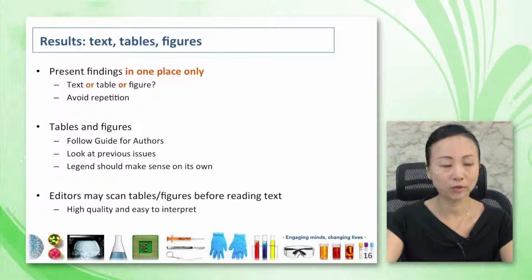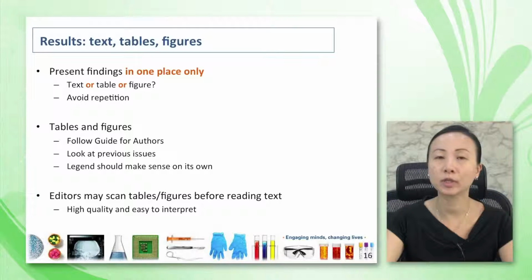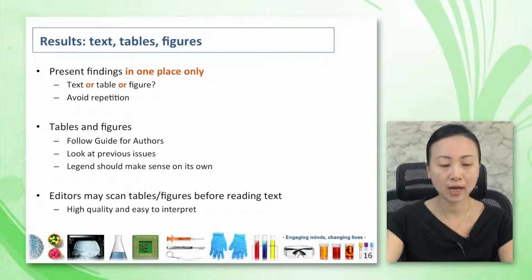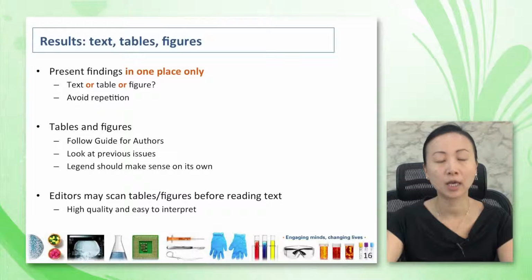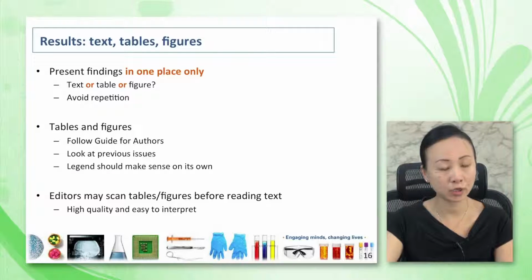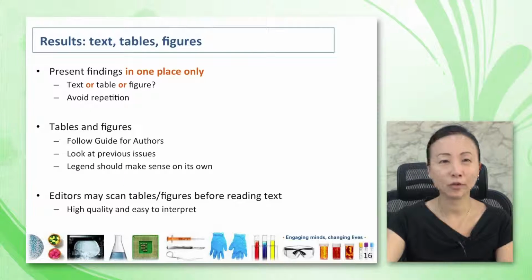The written part of the results that refers to the findings presented in tables and figures should not repeat that information. Rather, this text should help the reader see and understand the main factual trends and relationships in the data presented in the tables and figures. If you're using tables and figures, be sure that you follow the guide for authors as closely as possible. I also recommend that you look at previous issues of the journal so that you can follow the journal style as closely as possible.